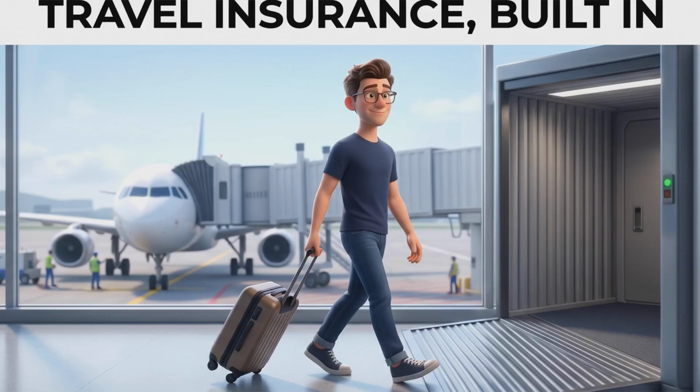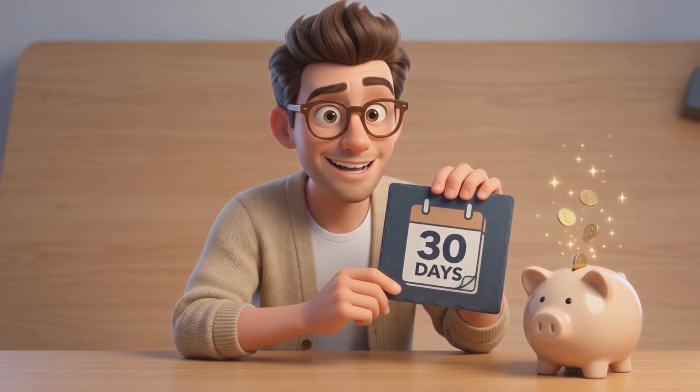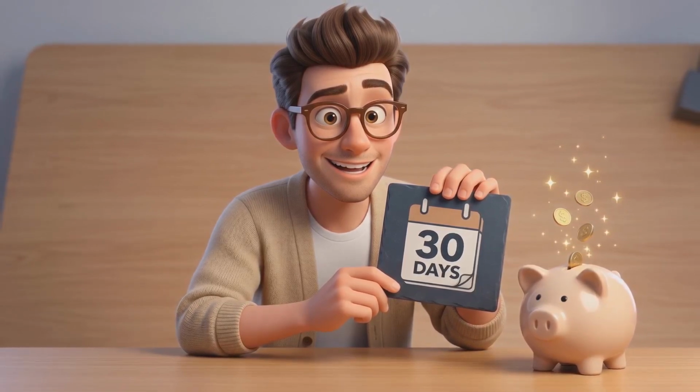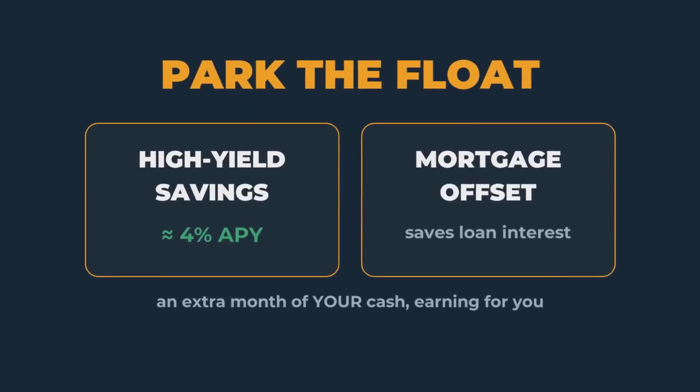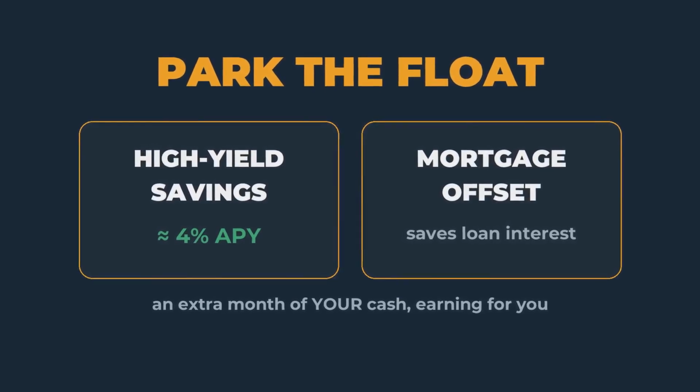Second, protection. Many cards quietly include purchase protection, extended warranties, sometimes even travel insurance. It's built into the swipe, and most people never claim a cent. And third, the best one, the float. Buy on the card, and your own cash sits in your account for up to an extra month before the bill is even due. Park that cash in a high-yield savings account or an offset account against your mortgage, and that quiet month earns you interest.